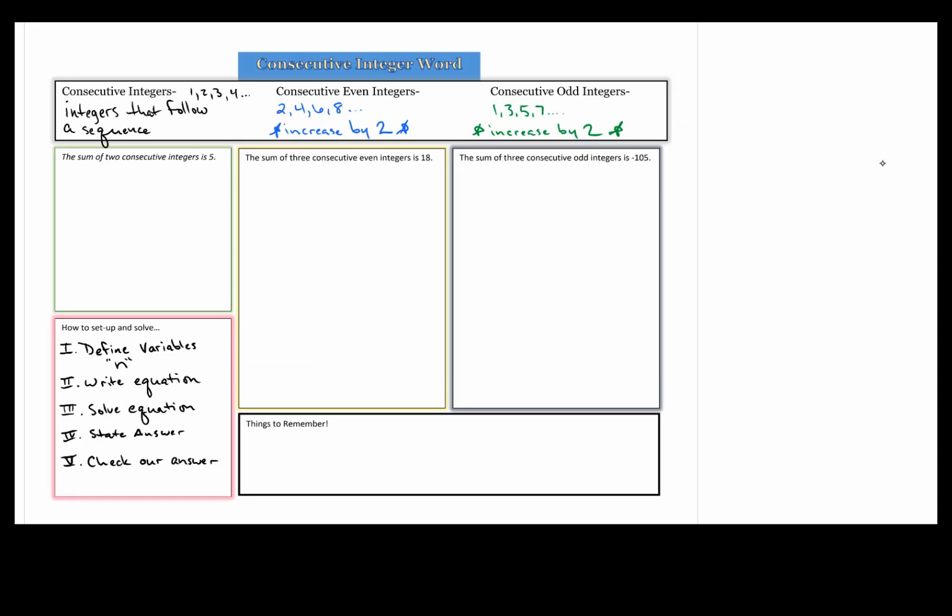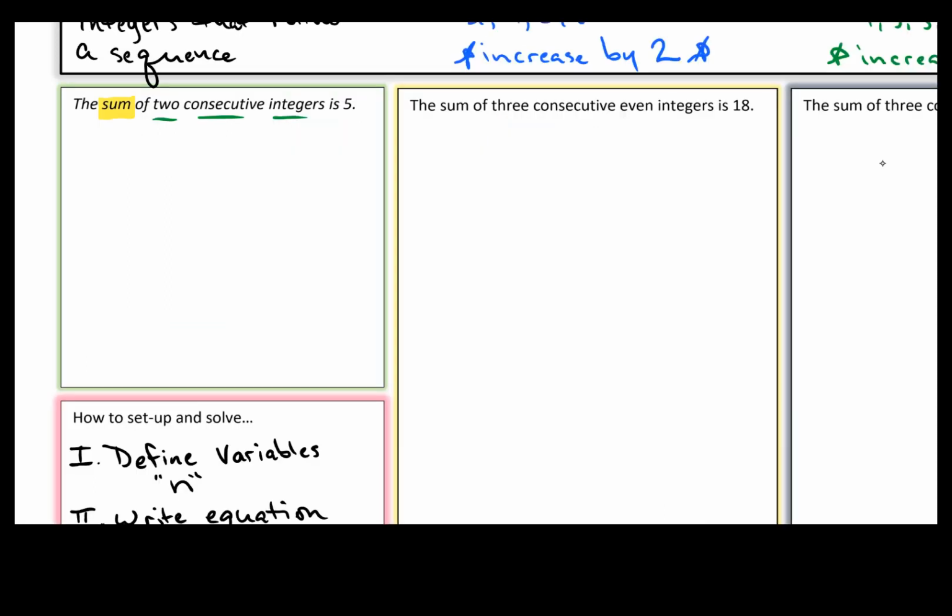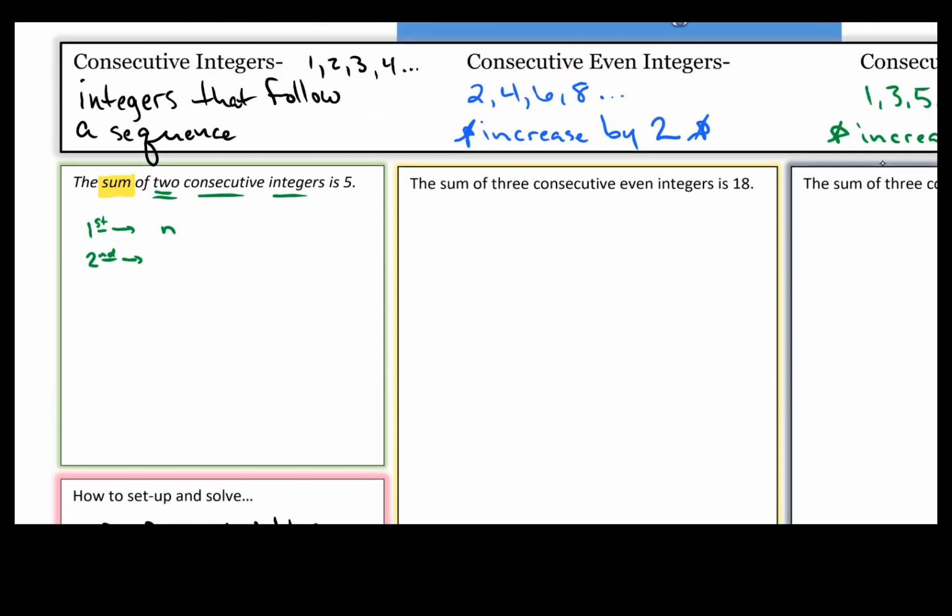So this says the sum of 2 consecutive integers equals 5. First, you notice this word here, sum. So the first thing I'm going to do is define my variables. I have my first integer and my second integer, and I know this because it says 2 consecutive integers. My first one I'm just going to call n. And since it's 2 consecutive, that's just right in a row. You might remember from up here where we said that's like 1, 2, 3, 4. So this was like saying n plus 1.